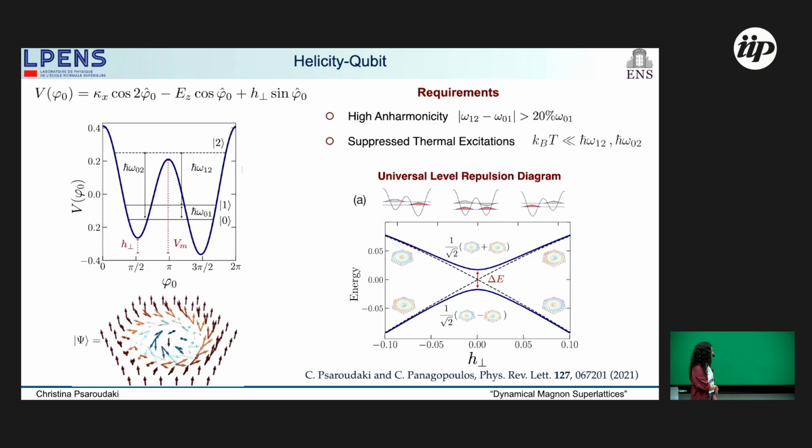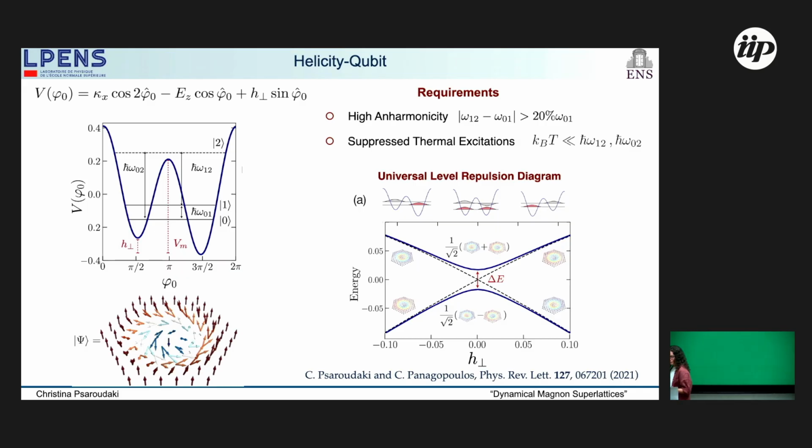And the most restrictive requirement is that we need to operate at very low temperatures because thermal excitation should be suppressed, and that really limits the temperature of this qubit. Nevertheless, if we focus on these low-lying states, we can plot the universal level Lipashian diagram. So close to the degeneracy here, the two low-lying states are just superpositions of states with distinct helicities.